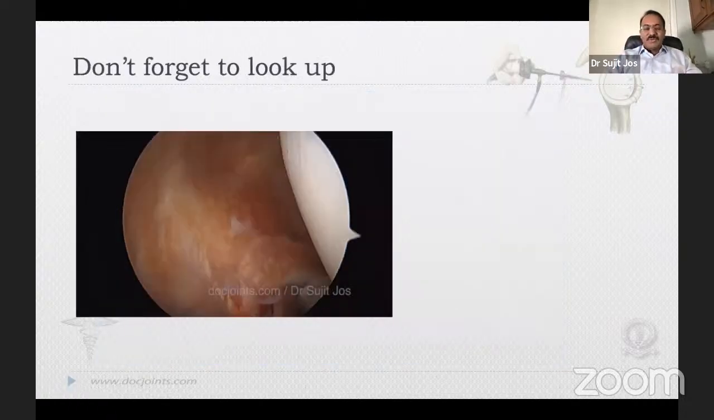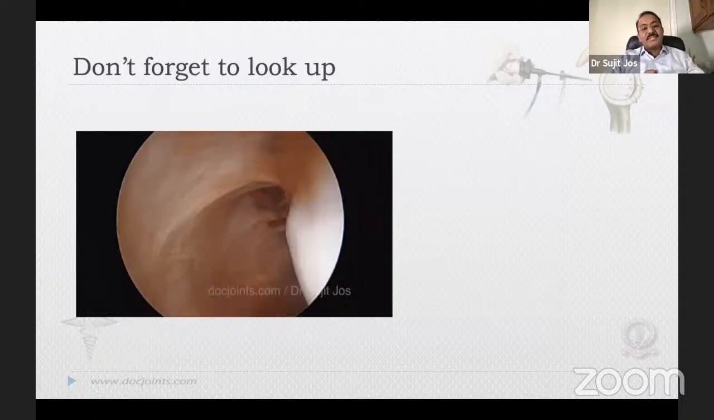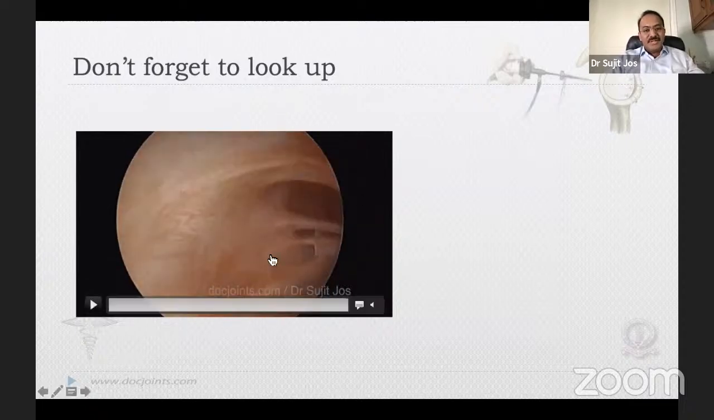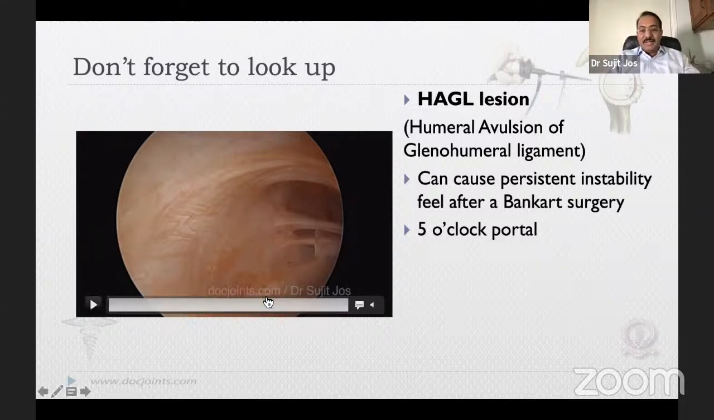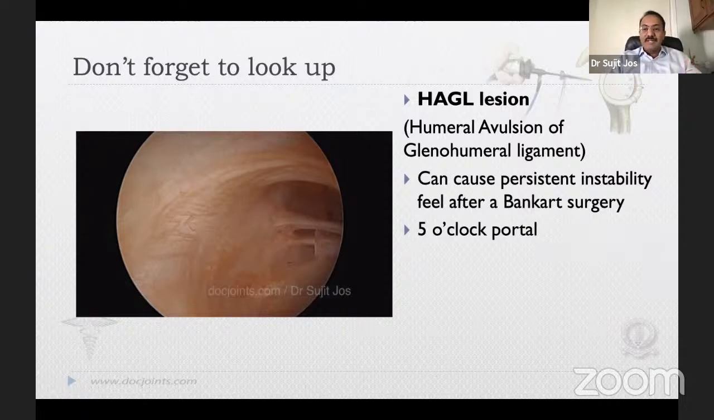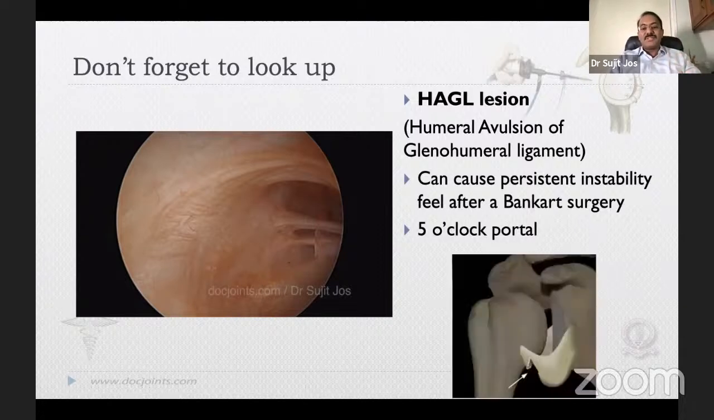And a few other things you have to be careful about. One is a lesion here. Can you appreciate that? That is a Hagel lesion. So always look up. That is, inferiorly we are viewing to repair the labrum to the glenoid. Superiorly it might be detached from the humeral head. That's a Hagel lesion, or a humeral avulsion of the glenohumeral ligament. This is called a floating IGHL. This is not very common, but then it is not very uncommon as well.